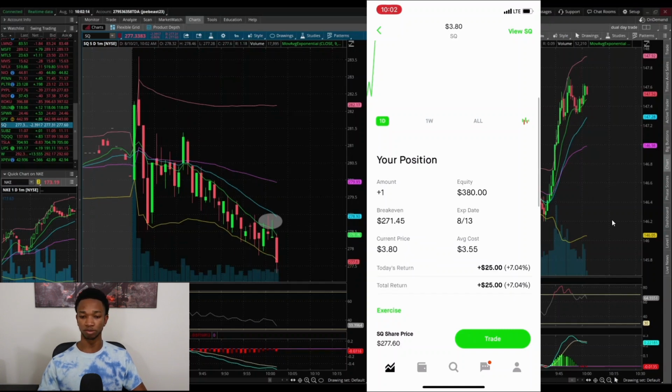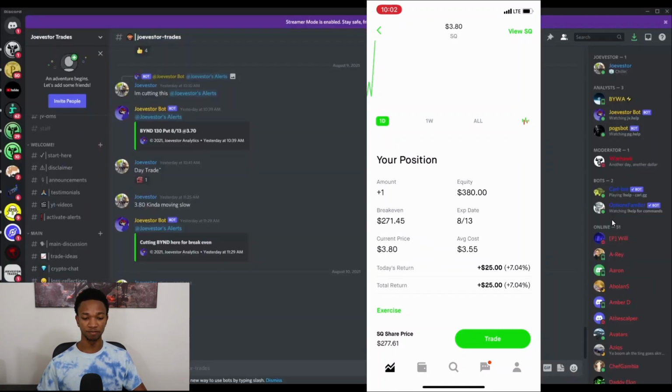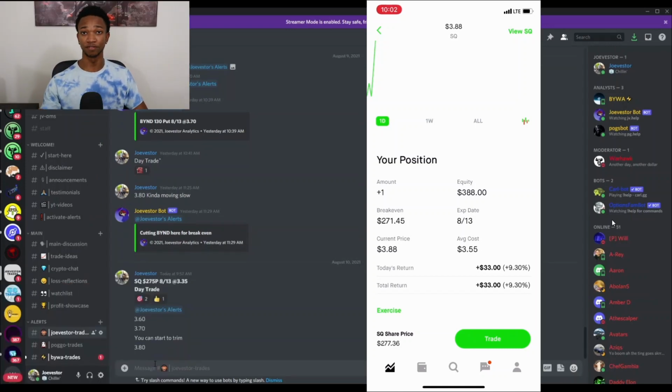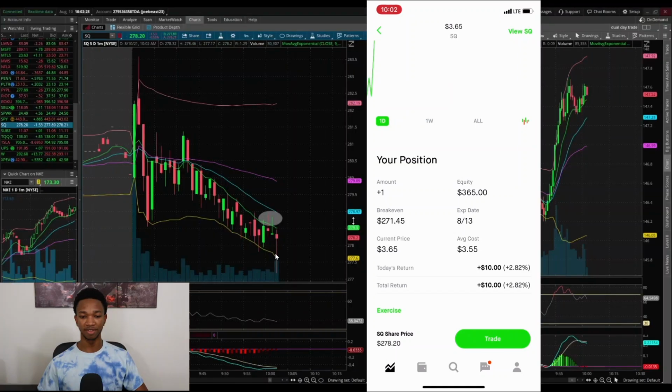And here's where I go to my group and I update the premium for them. I say 380. And then right there as well, it jumped up even further. So Square quickly made that move to the downside after getting rejected at that 9 EMA. And now I'm up almost 10% in a matter of seconds of entering this position. So I updated even further, 390, and then bam.